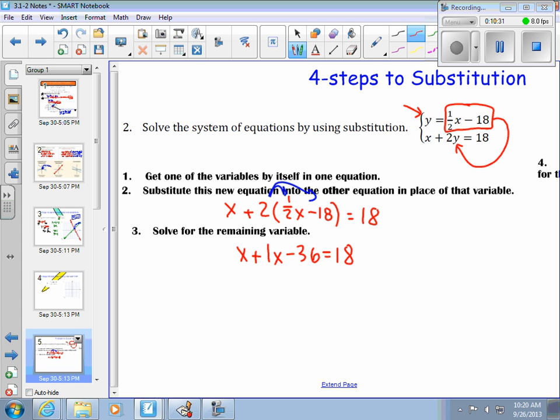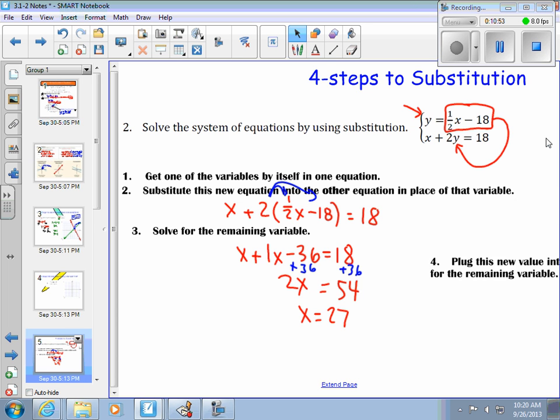We can combine x's here, that would be 2x. And we could also look at adding 36 to the other side, which would equal 54. Divide by 2, and x equals 27. Great, awesome. So we got that, but we're not quite done.